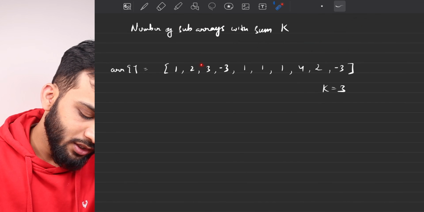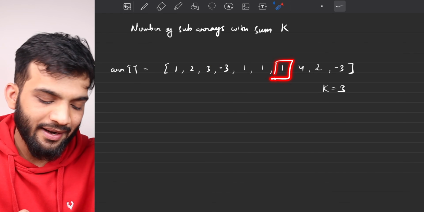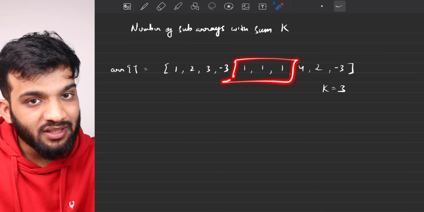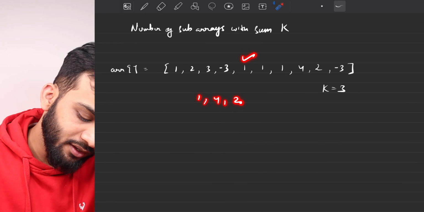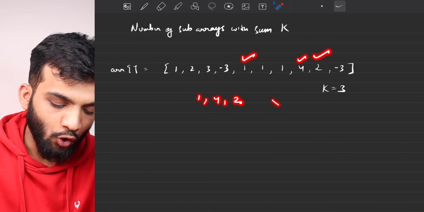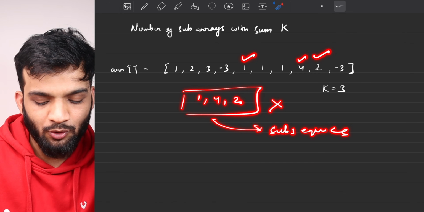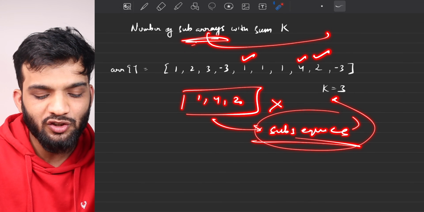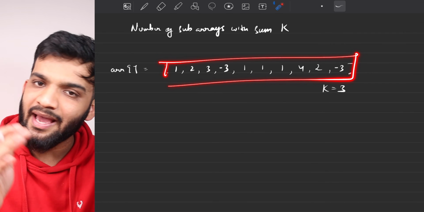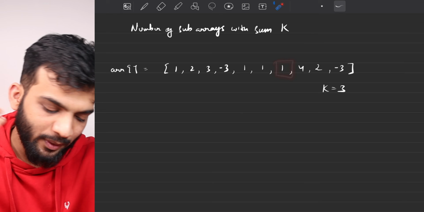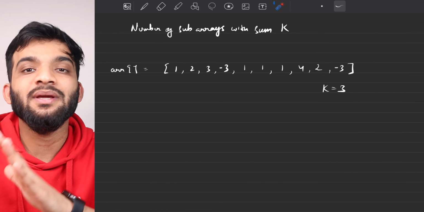What does it mean? If I take this, this is a subarray. If I take this, this is a subarray. If I take this portion, this is also a subarray. Now I cannot say 1, 4, 2. Basically 1, 4, 2 is not a subarray, rather it is a subsequence. So it's very important to understand the definition of a subarray is a contiguous part of the array. It can be the entire array as well. It can be a single element, it can be 2 elements, it can be 3 elements. It can be any portion of the array, but it has to be taken contiguously.